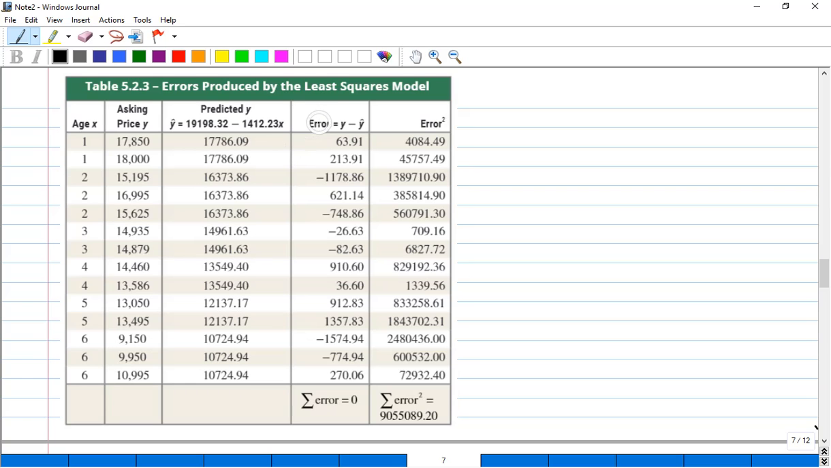Then to get the error, what do you do? Do you say the observed price minus the predicted, or the predicted minus the observed? Observed minus the predicted. So then you can see, here's all the errors. Then you can see, here's all the errors squared. And if the problem said, what is the sum of squared errors, and you had to figure that out, there it is right there, the sum of squared errors. It's a really big number. But this is the best, or it's the regression line, but it's the least squares line.